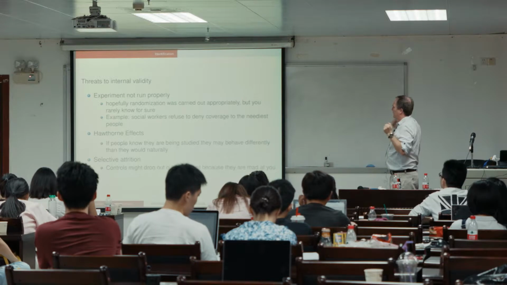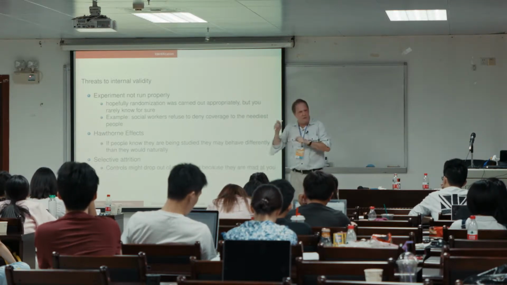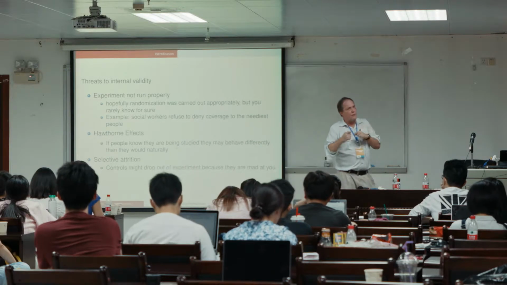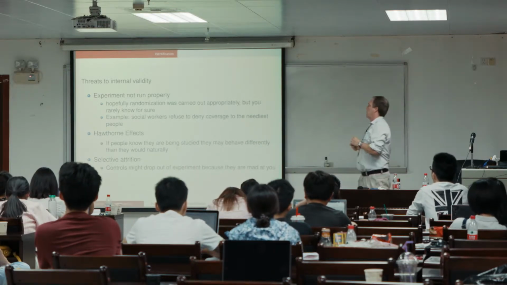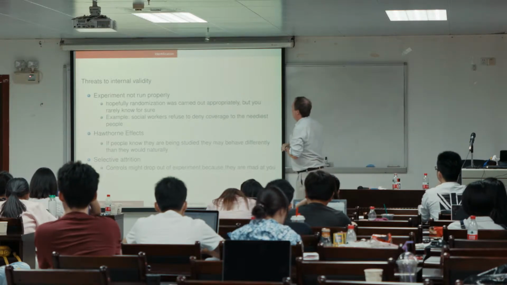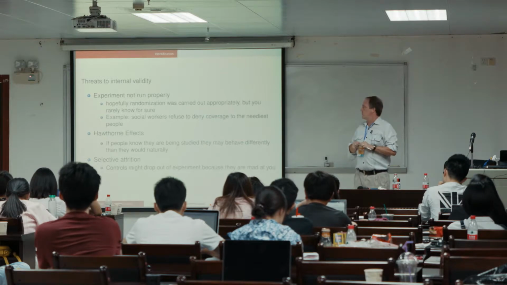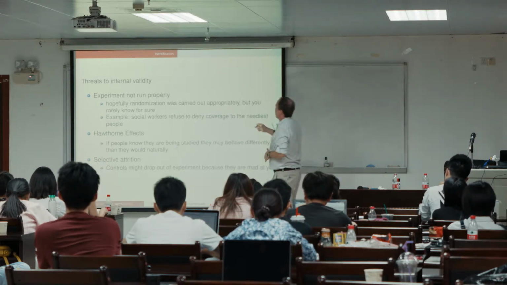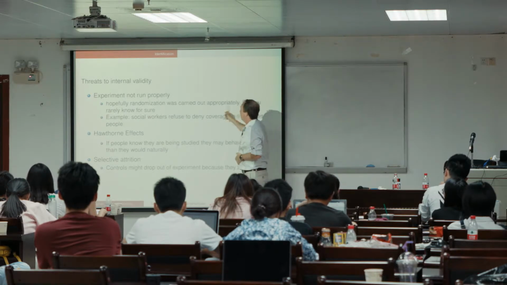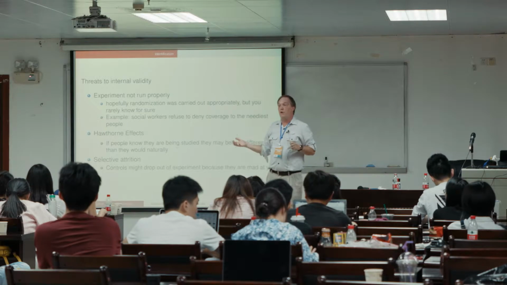So there's lots of threats to external validity. I'll talk about that. But there's also experiments are often not perfect on internal validity. So what are potentially the problems with internal validity? The first problem is often we screw up when we run the experiment. Often randomization is not carried out appropriately. Hopefully, we randomized, but you don't always know for sure.